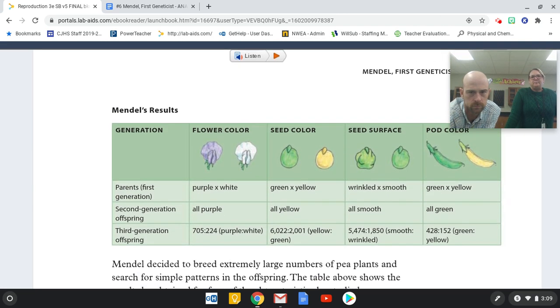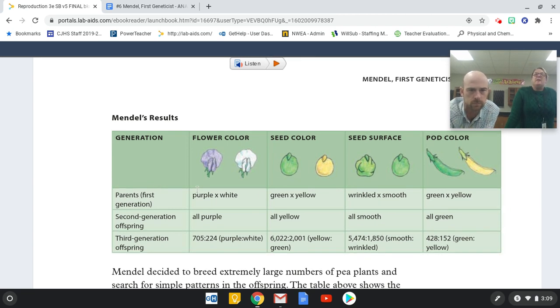Take a look at the table at the top of the next page. This table indicates Mendel's results. So what you're looking at here are three generations of offspring of pea plants. You're looking at their flower color, what was crossed, okay? You're looking at their seed color, their seed surface, as well as their pod color. Notice that information is given for all three generations of the pea plants for these four traits.